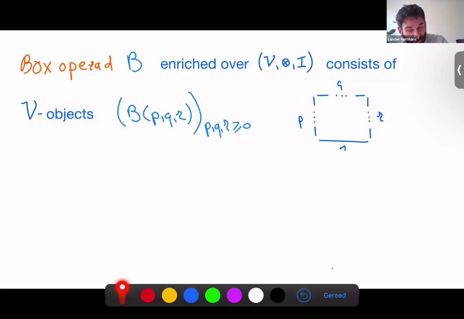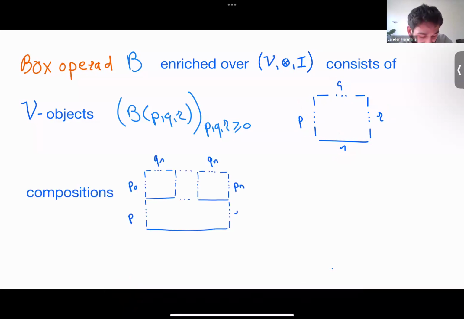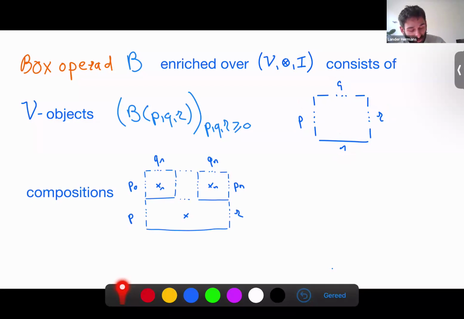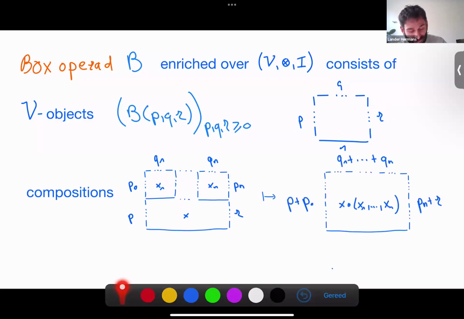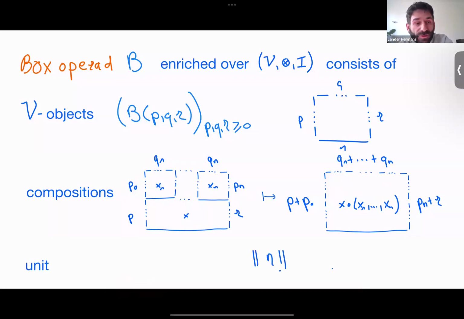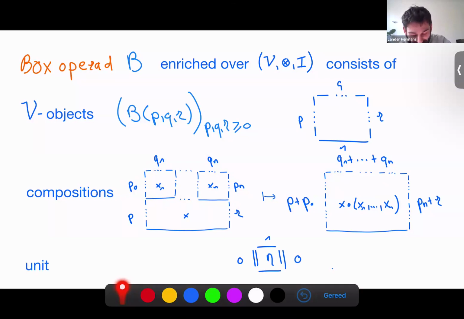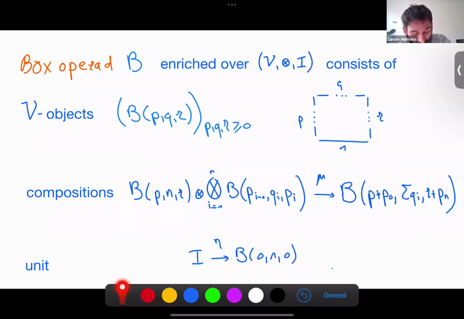Then the second part is that, with this collection of objects, we have a composition. And how does the composition work? They need to match up here in the middle. This has n inputs, so we can put n boxes on top of it. And then we add up all the numbers on the sides and erase what's in the middle. This is what we call the composite. And as you know, with compositions we often want a unit, and the unit will be placed in the array 0, 1, 0.